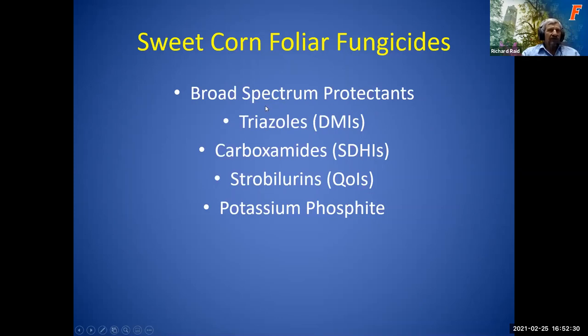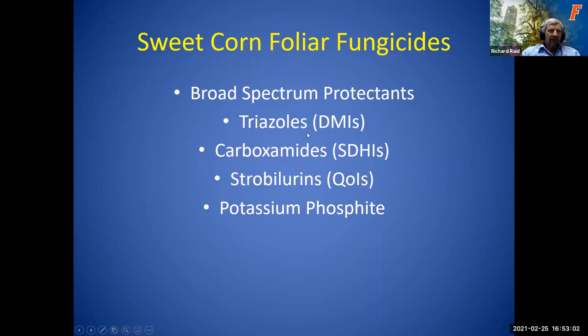And the first of the new chemistries that came along were the triazoles. These are also referred to as the demethylation inhibitors, the DMIs. This is the FRAC class 3. And then we came out with the carboxamides, the SDHIs. These are really probably the newest group of fungicides that we have now labeled on corn. And they're finding a place among our fungicidal tools.